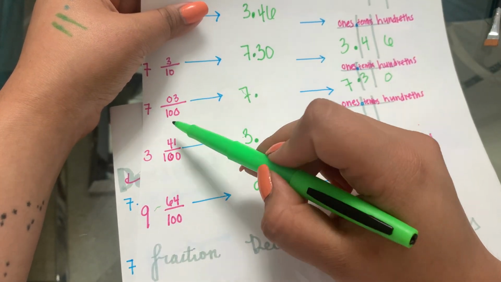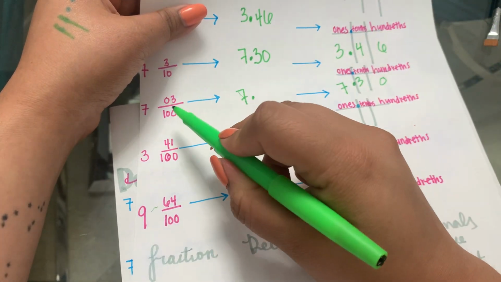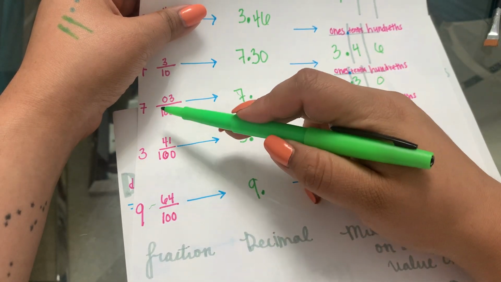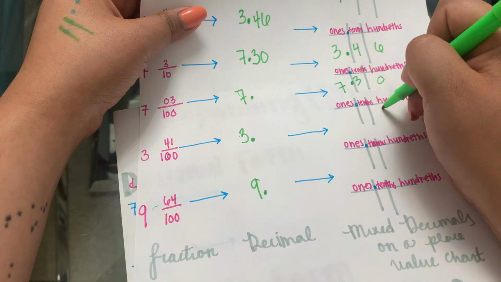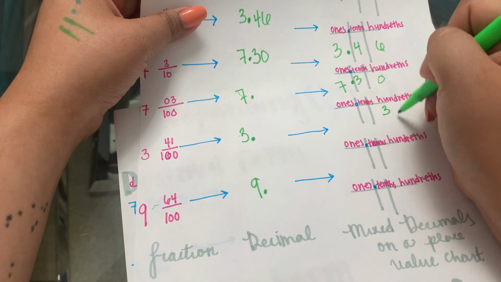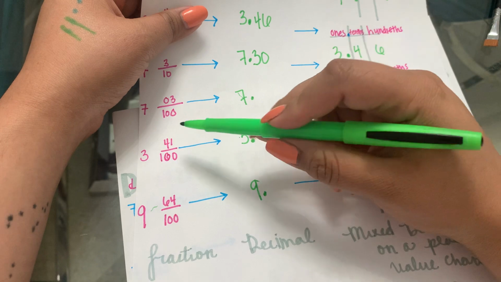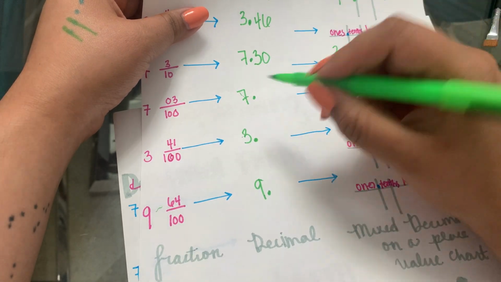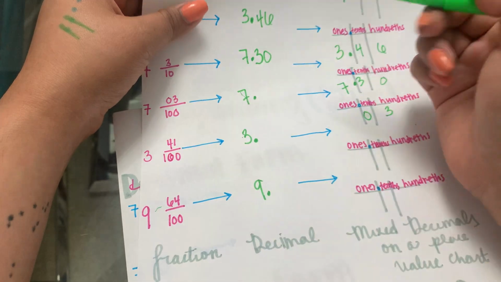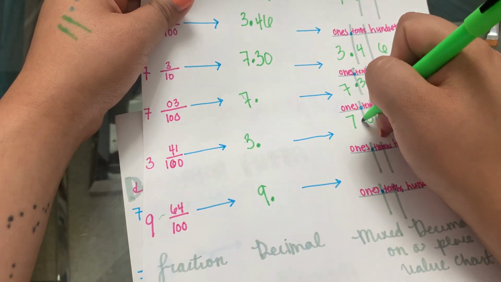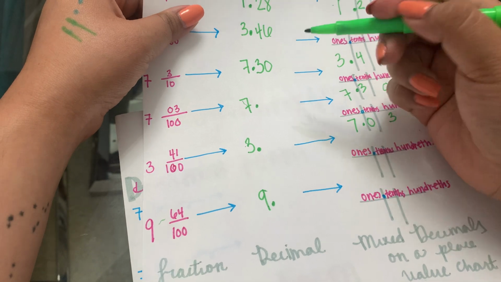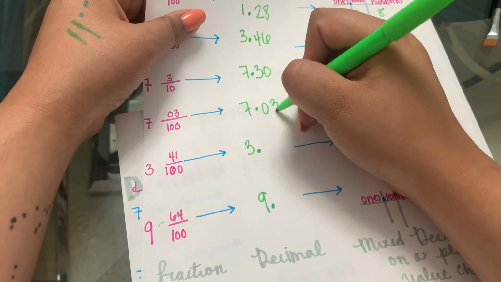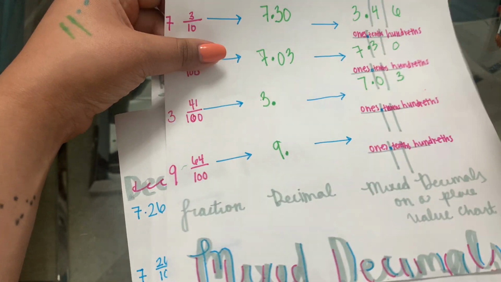Now I have 3 over 100. Now I have it in the hundredths place. Now it's out of 100. So if I only had 3 hundredths, I would put him in the hundredths. And it doesn't look like I have any tenths. So then the 0 would be here. And I still have exactly 7 wholes. So it would be 7.03.